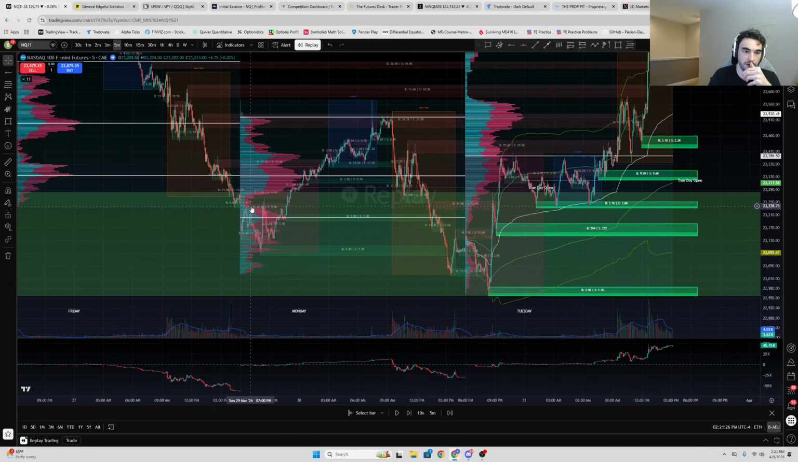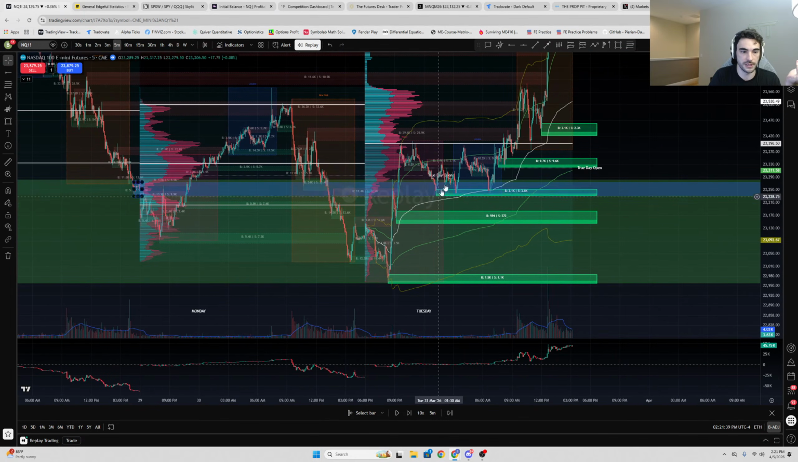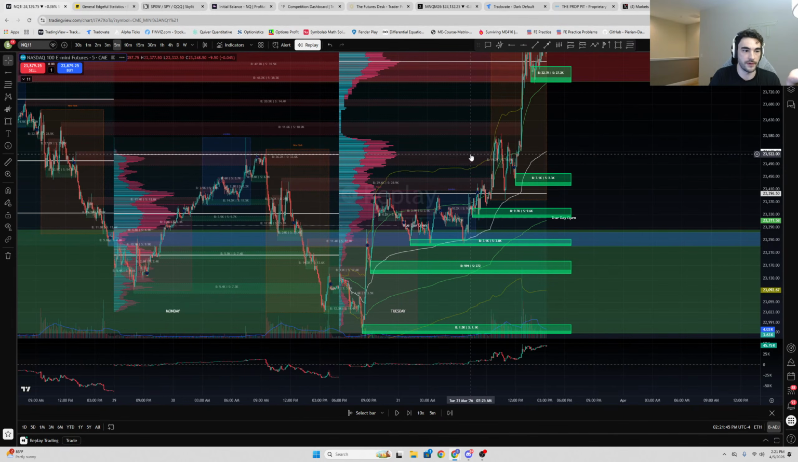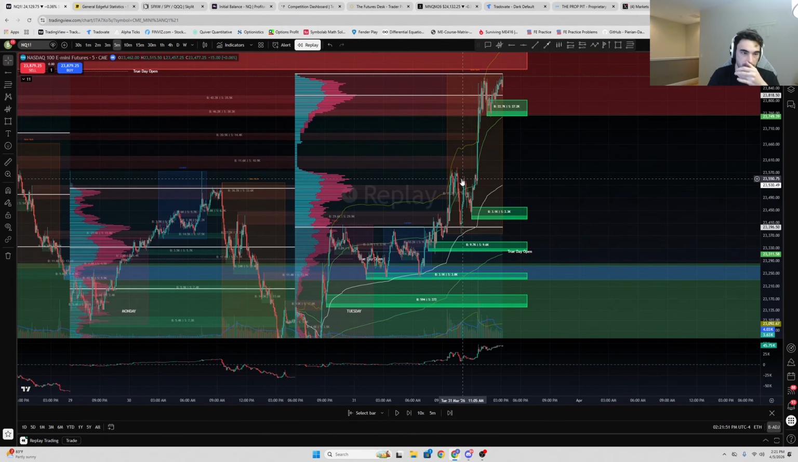There's a low volume node in here as well. Buyers defend this low volume node right in here. So your low volume node defends in here. Buyers keep defending in this region. It's also near VWAP. And then you push through that POC. You push up to that value area high from the previous day. You start to stall out, sell off. And then you obviously get that big push.